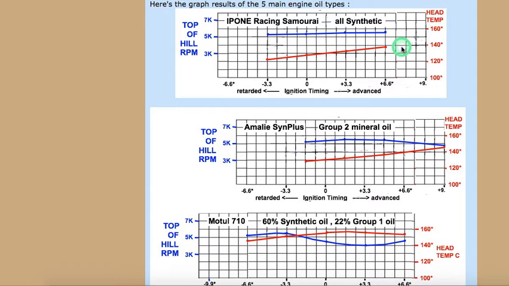It's just one test. I need to redo it and redo it again. That's the way testing goes. You can't fully rely on just one test. But if that's any indication, that's backing me up on my idea of how the oil should match the engine.